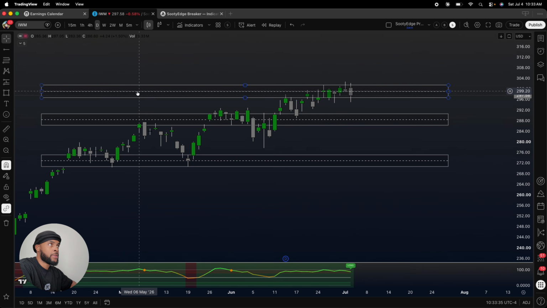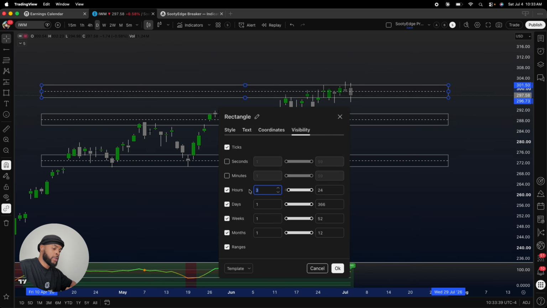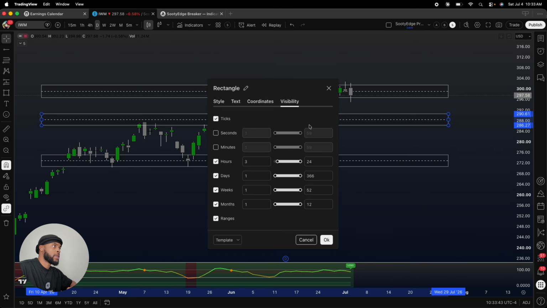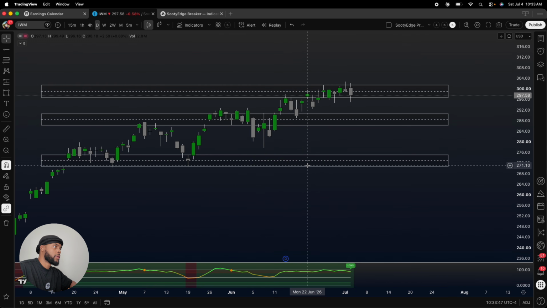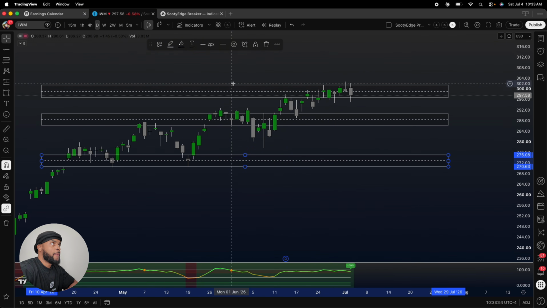So first, let me switch these so I can make sure I can see them on all the time frames. Fix that. All right, bet. All right, so now when I drop down to the lowest time frames, I can see them.